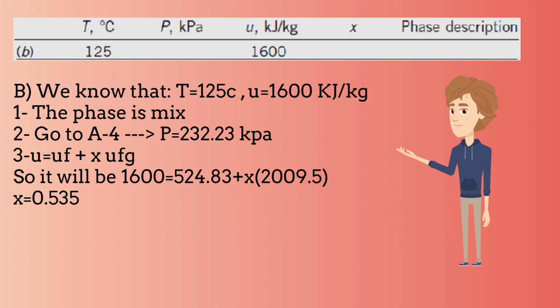After that, we want to find x. So we have u, uf and ufg, and we can use them as follows. We will say 1600 is equal to 524.83 plus x multiplied by 2009.5, and so x is equal to 0.535.